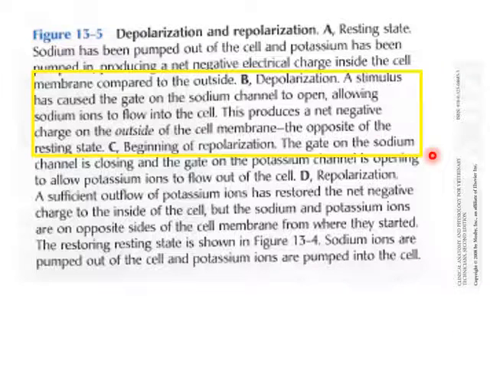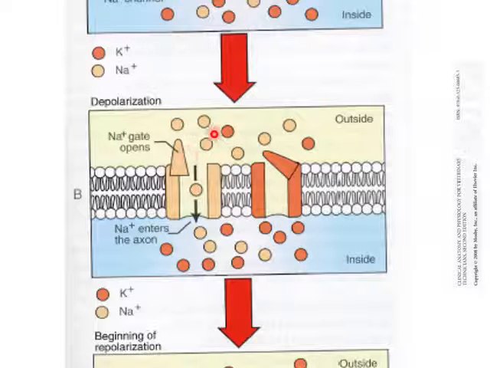So we have the depolarization. It's a stimulus that's enough to start to generate the signal along the axon. The first step of that axon firing is the opening up of the sodium channels. This allows the ions to flow. We produce a net negative charge on the outside because we've got all those positive charges moving into the cell down the concentration gradients.